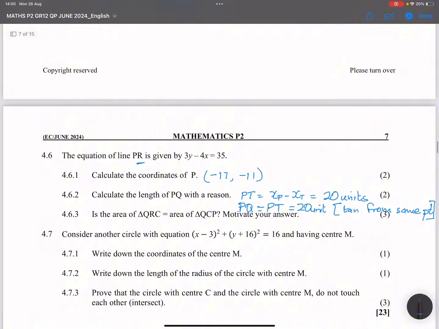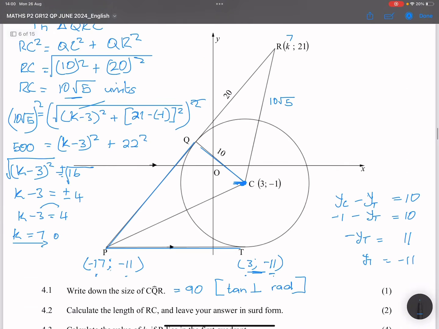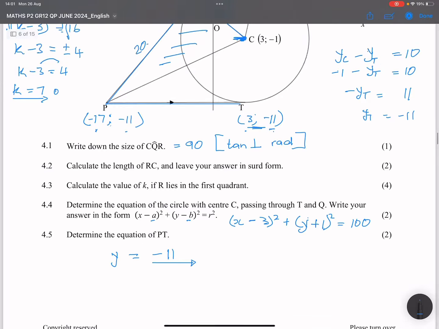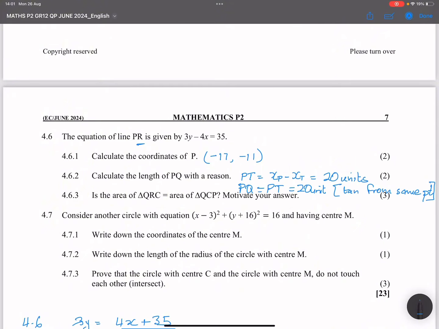They are asking us, is the area of triangle QRC equal to the area of triangle QCP? We know that this is 20 units. So they're asking, is this area QCP equal to the area of triangle QRP? And I will say that is very true, because remember, their bases are equal, both of them 20 units, and the perpendicular height is common, which is QC. So in that case, our answer will definitely be yes. They have equal bases.